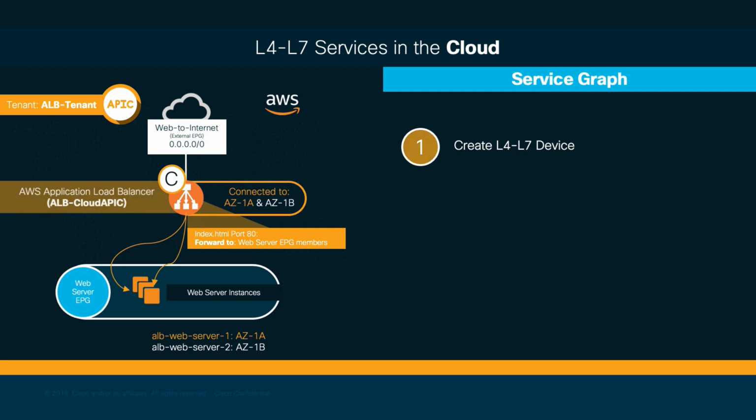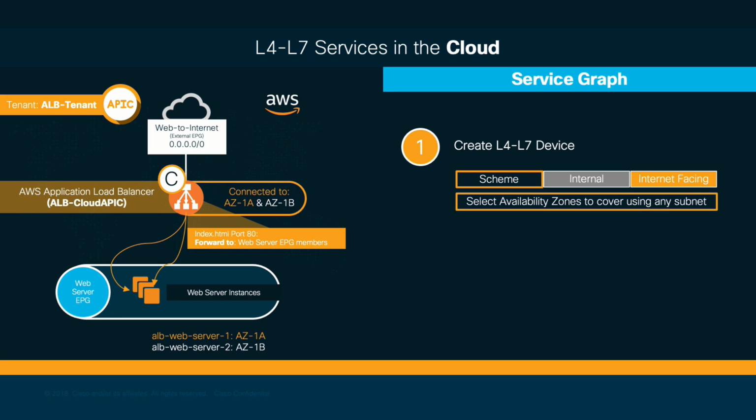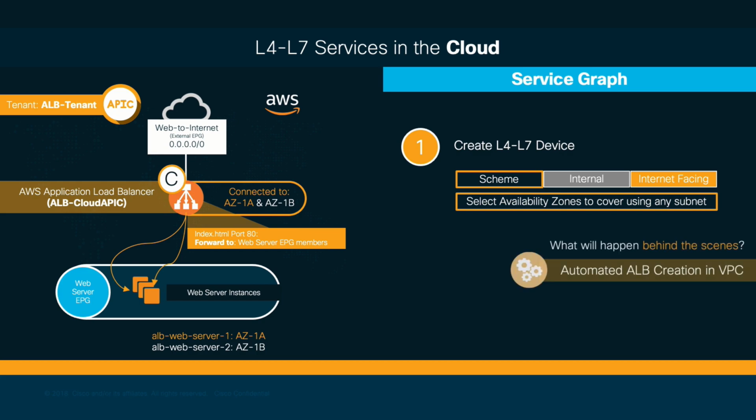Let's get started with the first step. ALBs can be internal or internet-facing. In this case, we're going to use the second one, since we are going to request our web page from the internet. After selecting the type of device, you must select the availability zones where you want these components to reside. When this configuration is finished, the ALB would be automatically spun up.